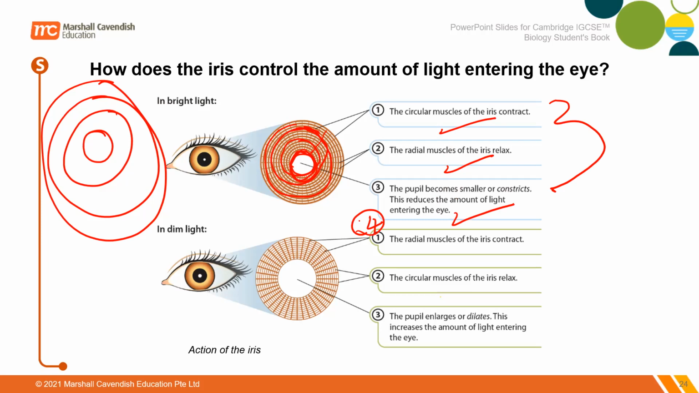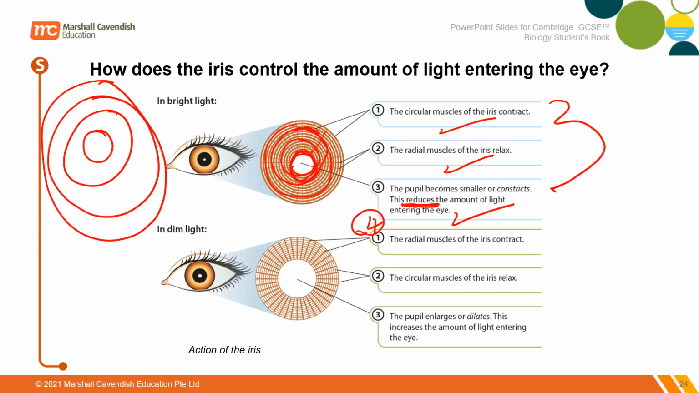The fourth point, we should add, is to protect the inner structure of the eye. Because if you observe, he said this reduces the amount of light entering the eye. After reduction, what are the benefits of this? To protect the inner structure of the eye.